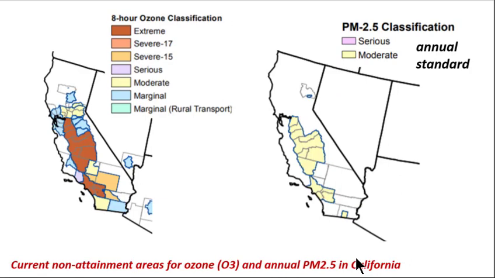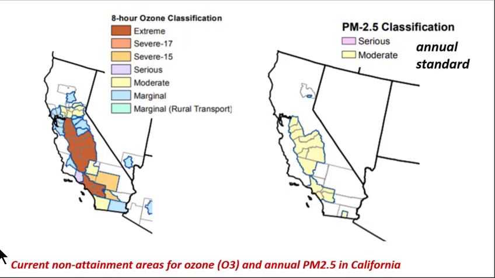Focusing in on California, we point out here more clearly the areas of the state and the pollutants that are in non-attainment. The left part shows the attainment status with respect to the 8-hour ozone standard. These range from marginal to extreme non-attainment. The LA area and southern San Joaquin valleys are the areas of the state in extreme non-attainment.